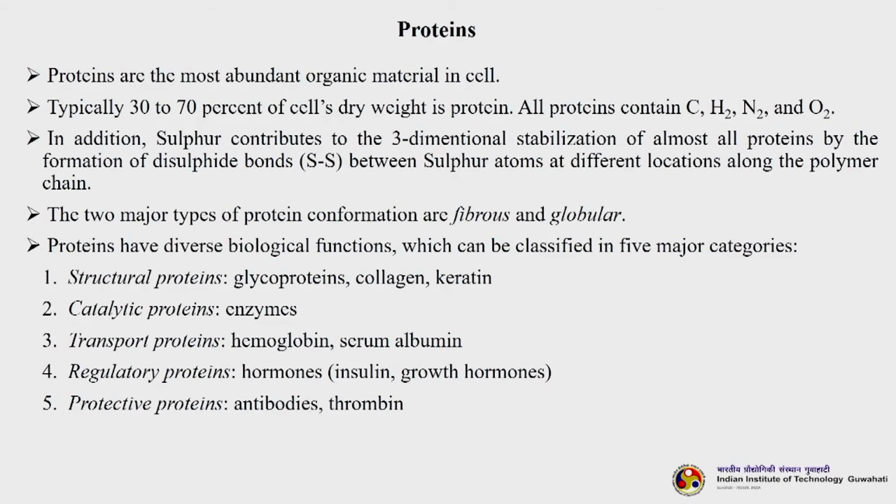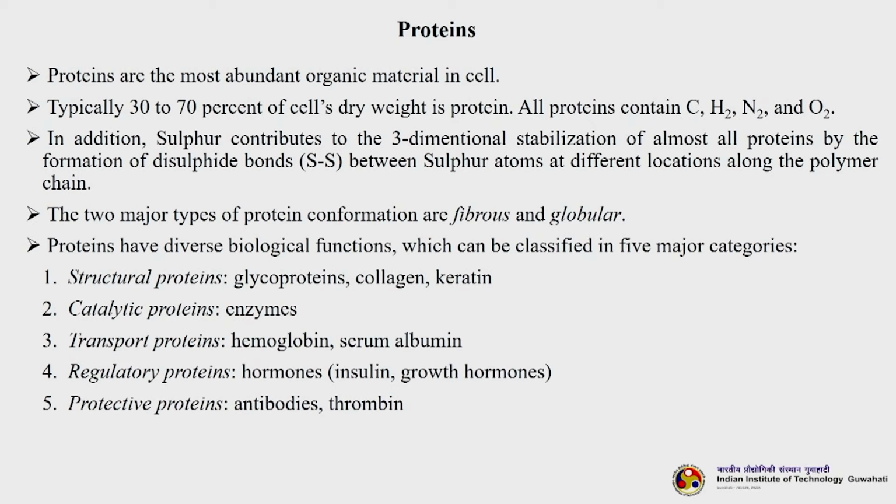So, proteins are the most abundant organic material in the cell. Typically 30 to 70% of a cell's dry weight is protein. So, all proteins contain carbon, hydrogen, nitrogen and oxygen. In addition, sulfur contributes to the 3-dimensional stabilization of almost all proteins by the formation of disulfide bonds, S-S bonds, okay, between sulfur atoms at different locations along the polymeric chain.